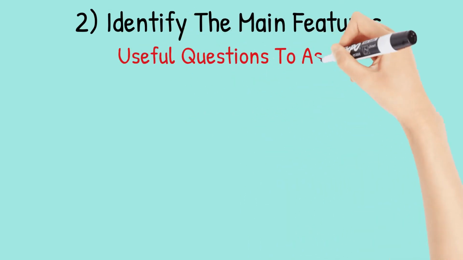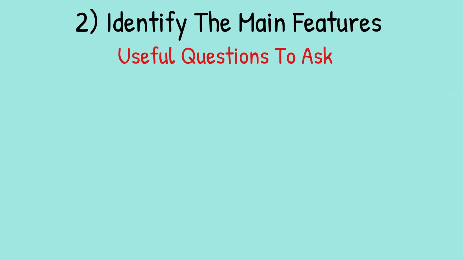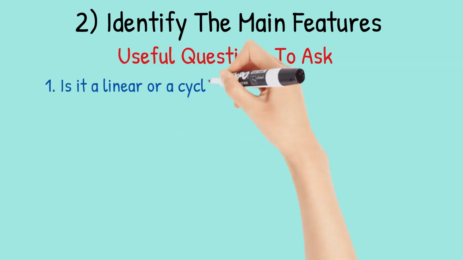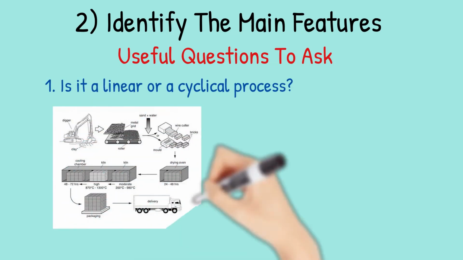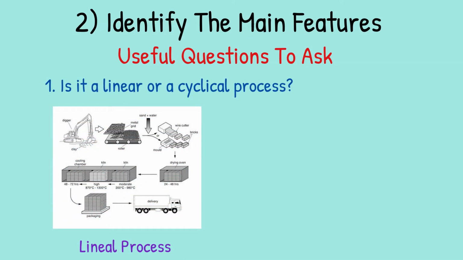Here are some useful questions to ask. Is it a linear or a cyclical process? A linear process starts and finishes at different places. It will often involve the manufacture or creation of something, starting with the raw materials going in at one end and the finished product coming out at the other end. An example of this can be seen in this diagram from a past IELTS process diagram question about the manufacture of bricks.